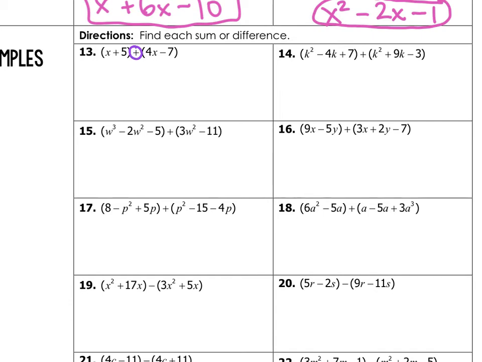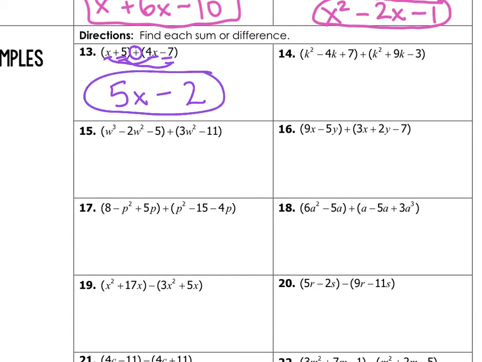So when I look at this, I see I've got an x and I've got a 4x. The other numbers are just constants, so these are what we need to put together now. So x plus 4x, that's going to give me 5x. And then the other terms are just constants, so I'm going to have 5 and negative 7. 5 and negative 7 is going to give me minus 2. That, believe it or not, is my answer to number 13. And because I can't combine those terms, right? 5x minus 2, I cannot combine. Those are not like terms.